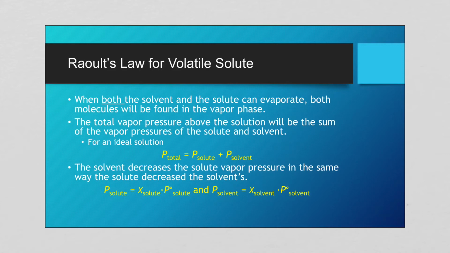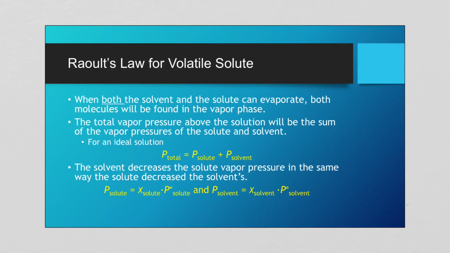So Raoult's law for volatile solutes. Right? So what we just saw was Raoult's law. But what if we come across a situation where we have a volatile solute? So if both the solvent and the solute can evaporate. So this commonly would happen if we have two liquids mixed together. So let's say we have gasoline and ethanol mixed together, right? Both the solvent and the solute have a vapor pressure. So the vapor above it is not going to be just the solvent. It's going to be a combination of the solvent and the solute.